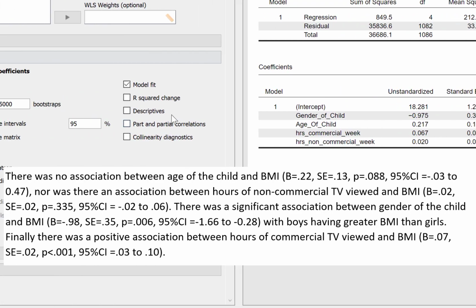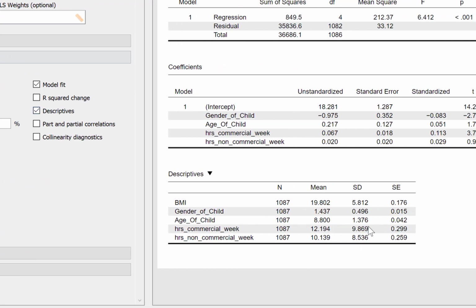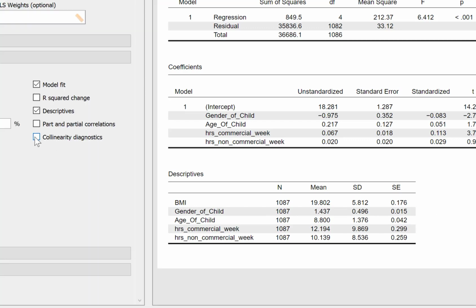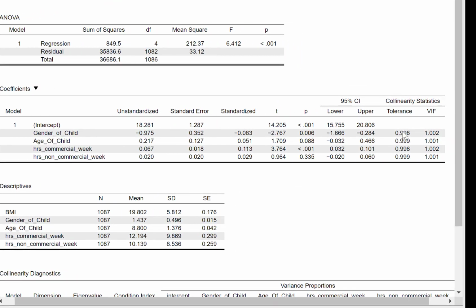The other thing that we could ask for is descriptive statistics, which gives us a mean and a standard deviation and a standard error for our variables. Of course, for gender of child, that statistic's completely meaningless because the data is nominal, so it doesn't lend itself to a mean and a standard deviation. The other thing that you could ask for as well is collinearity diagnostics. So the collinearity diagnostics appear here.